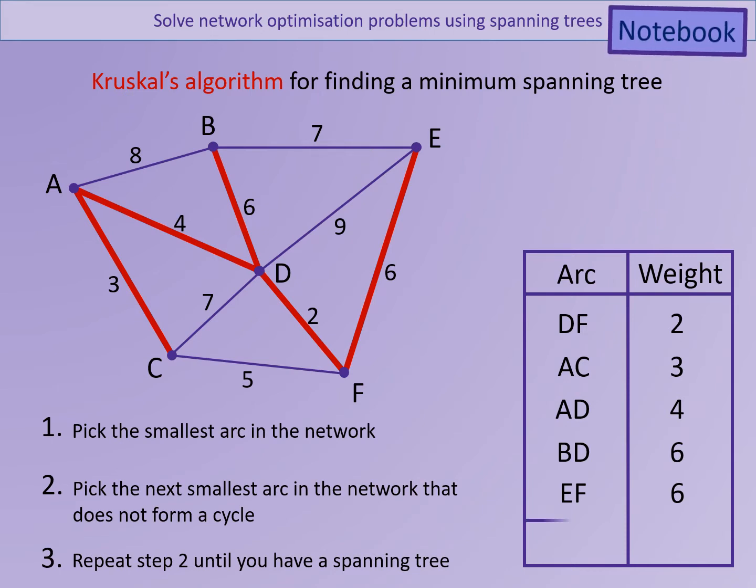And we've now found a minimum spanning tree, so we can add up the weights. Now Prim's and Kruskal's algorithm will both give the minimum spanning tree, so they will both give the same total. However, the two algorithms may give two different spanning trees if there is more than one minimum connector for that particular network.